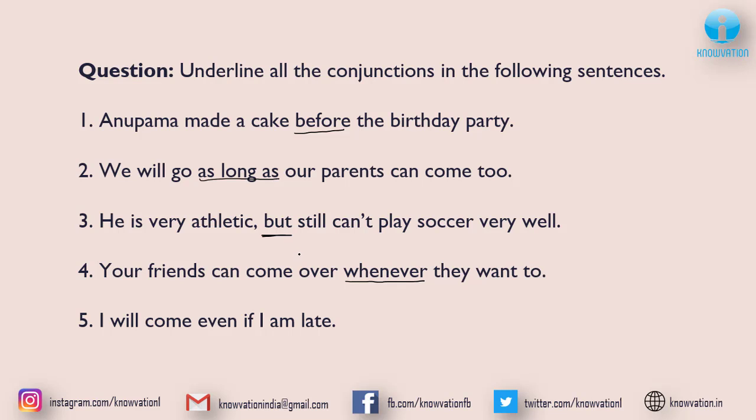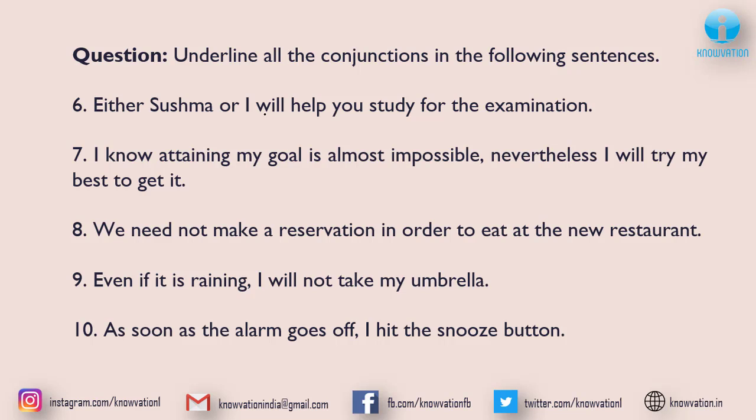They can come to our home. Next, I will come even if I am late. So "I am late" is a clause and "I will come" is a clause. So "even if" are the two words joining them together, so "even if" is my conjunction. So next, either Sushma or I will help you study for the exam. So this is a no-brainer. "Either" and "or," these are my conjunctions.